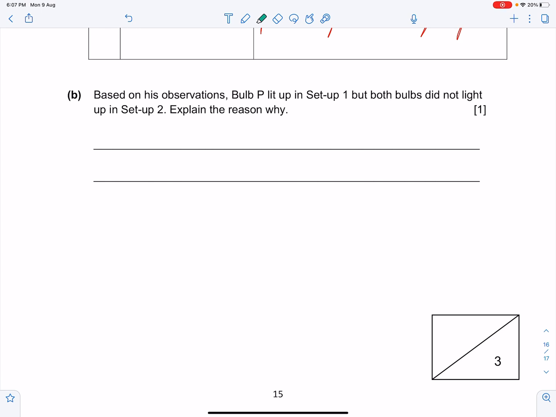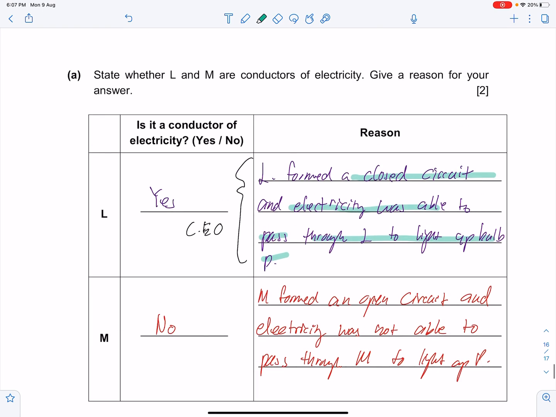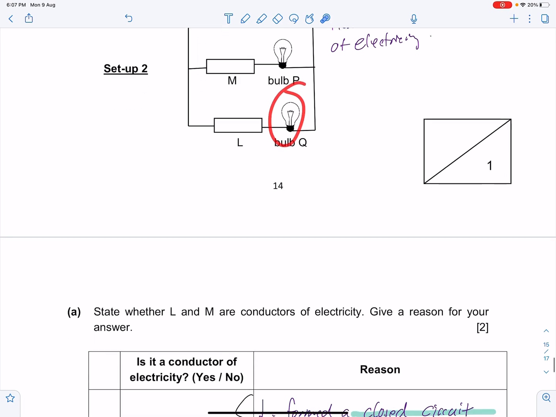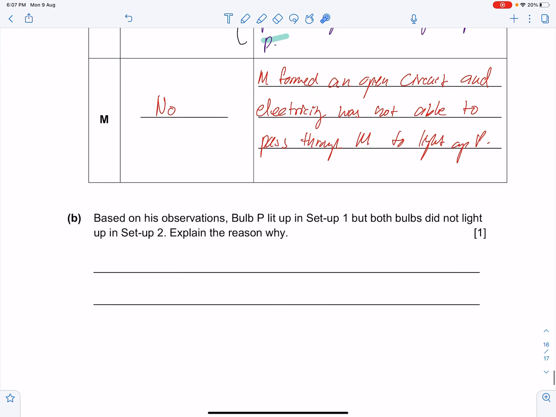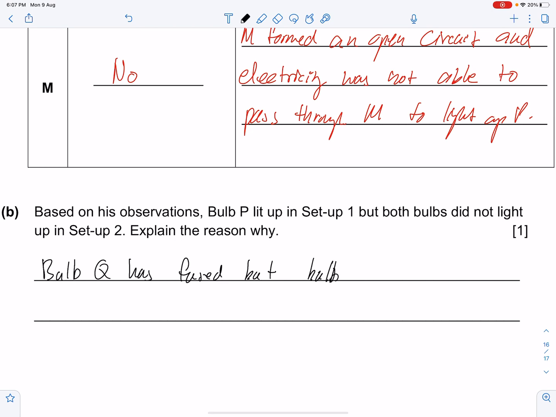Next, based on his observation, bulb P lit up in setup 1, but both bulbs did not light up in setup 2. Explain why. So like I say, a possible reason could be that bulb Q has already fused. So we can say that bulb Q has fused, but bulb P is working fine.